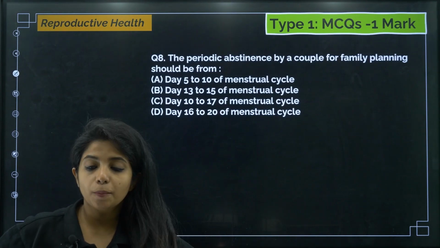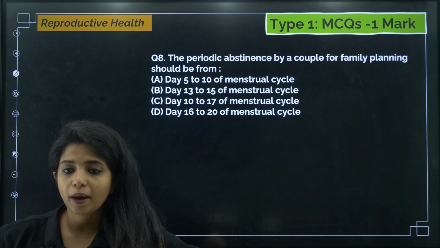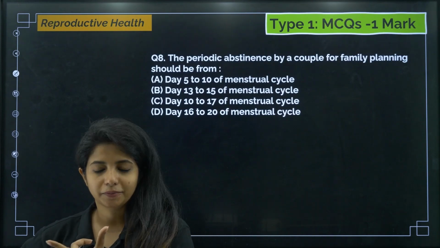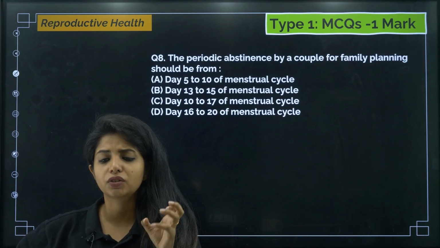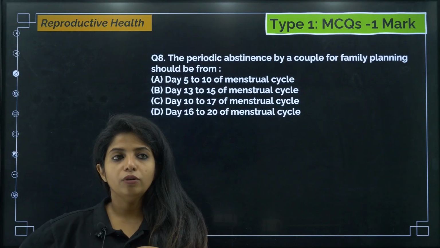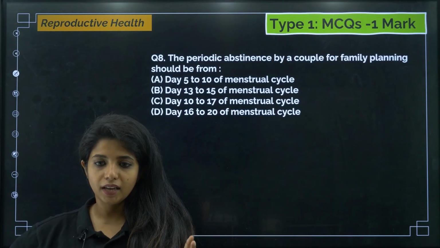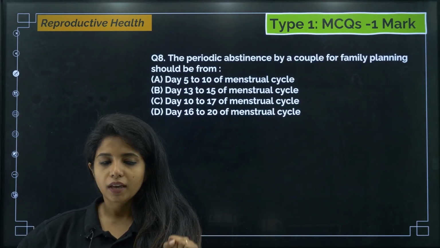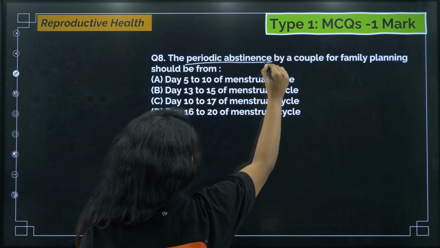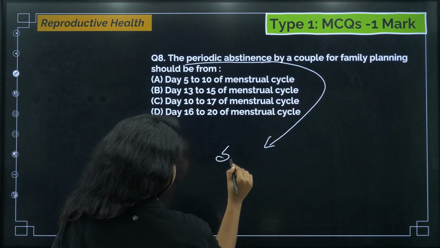Now, the periodic abstinence by a couple for family planning should be... What do you mean by periodic abstinence? As in, you are absent in a period. Basically this is a natural contraceptive method where you are relying on your body and yourself for contraception. Periodic abstinence means you are absent, basically you are not doing sexual activity.